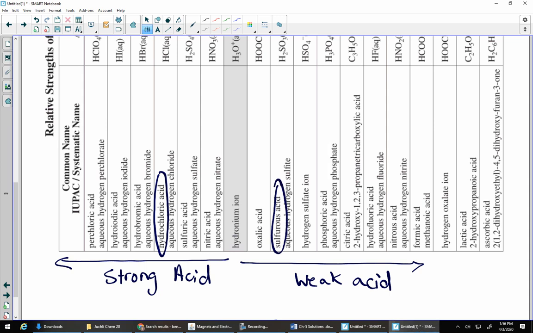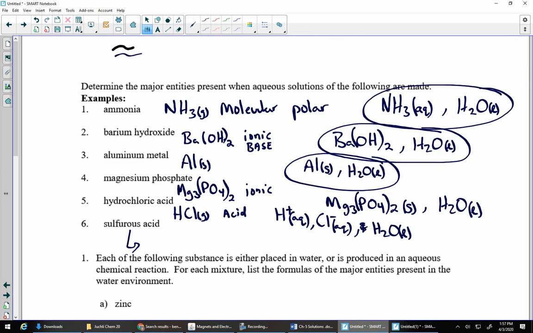So sulfuric acid is definitely on the weak acid side of things, which means that, well, it might still dissolve. Weak acid. Oh, and I should have put strong acid for that other one up top there. Strong acid. So it's a weak acid. So it's going to dissolve, but it's not necessarily going to ionize that much. So I'm going to put that in as H2SO3 aqueous plus H2O liquid. So those are my major entities in water.